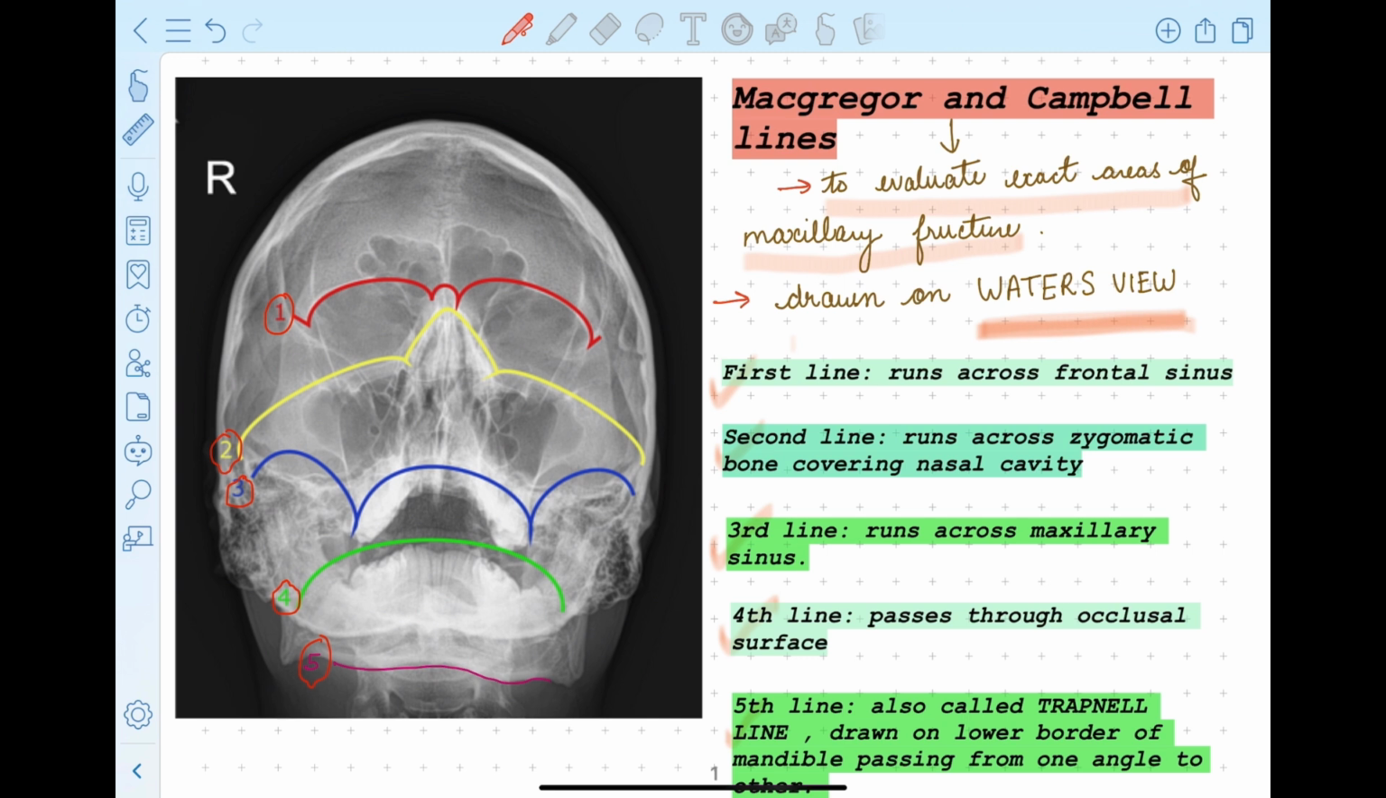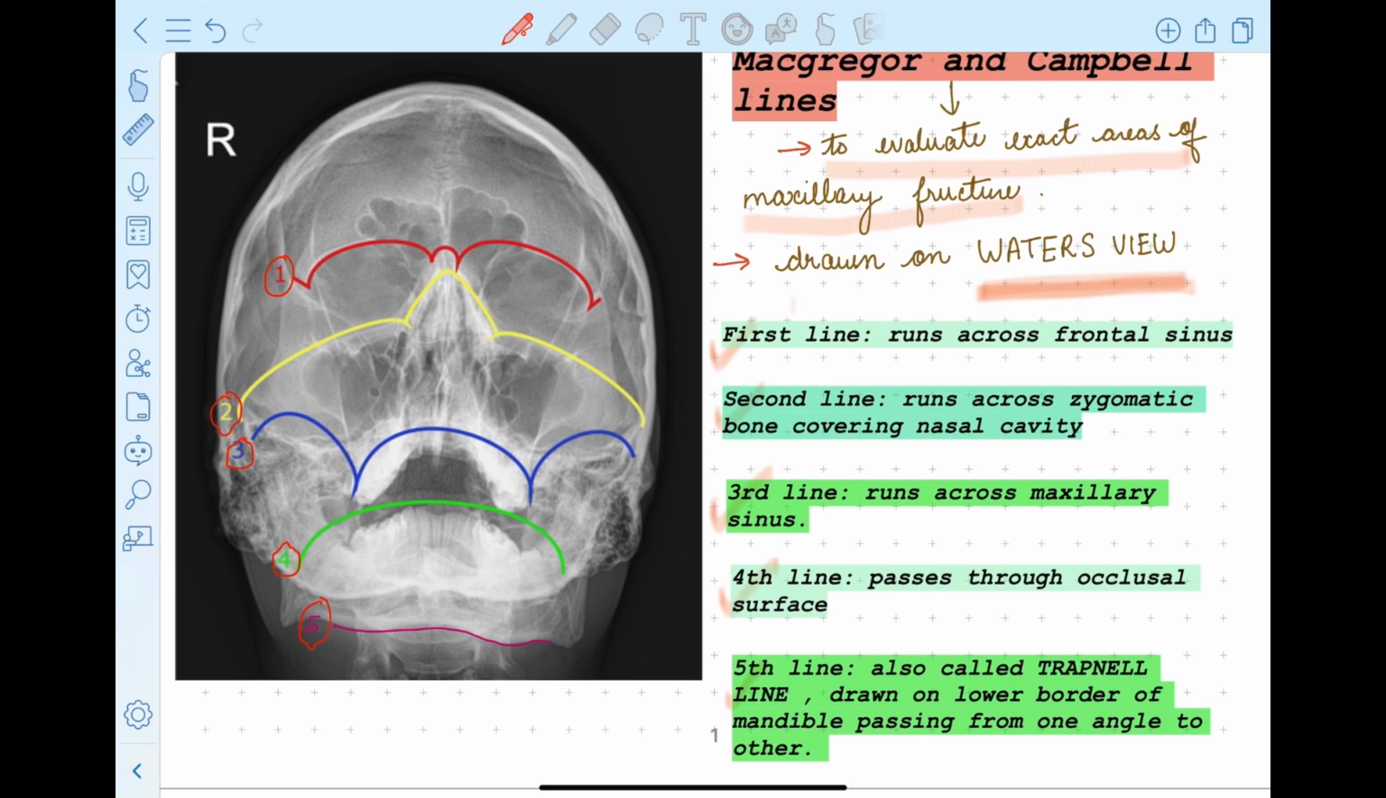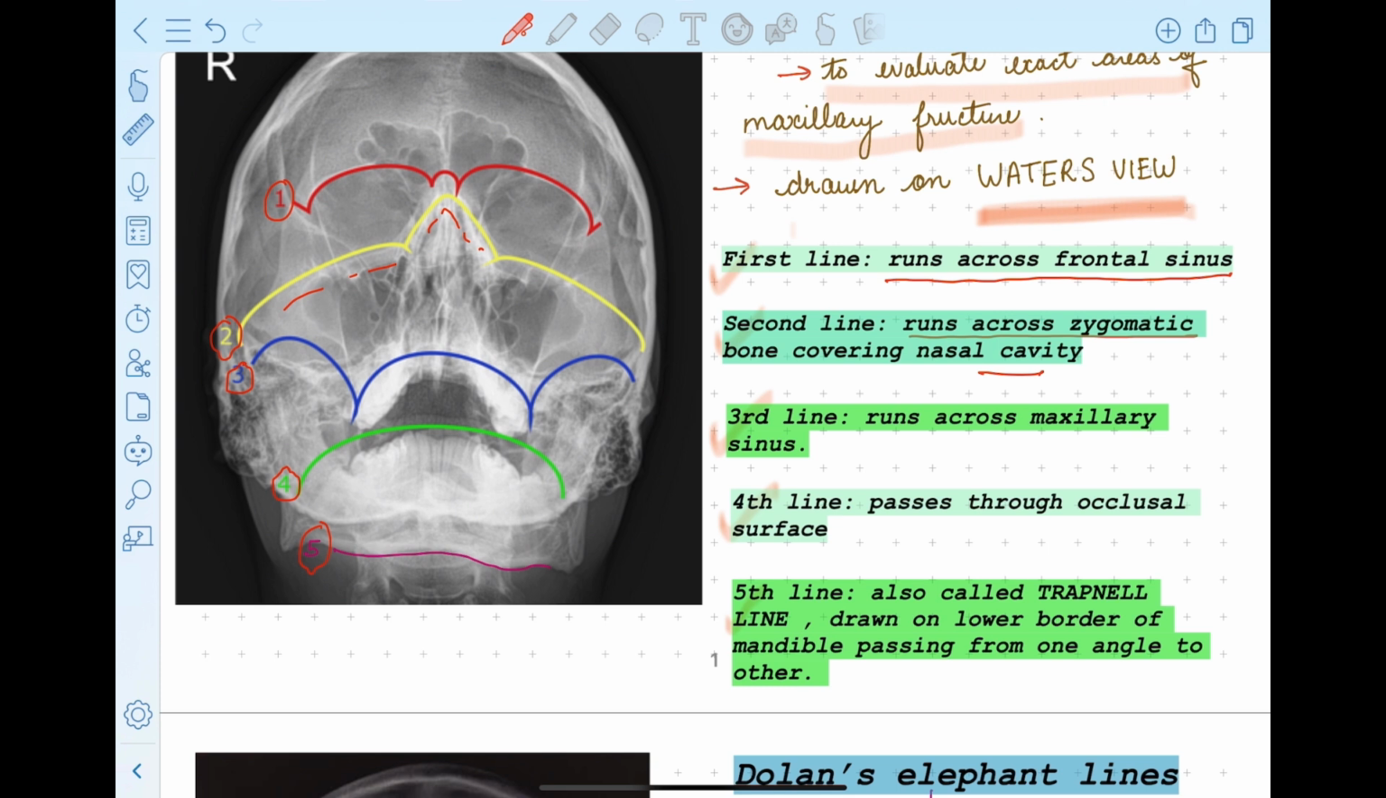Now you have to learn it. The first line runs across the frontal sinuses. The second line runs across the zygomatic bone, covering the nasal cavity. The third line runs across the maxillary sinuses. This is the third line.